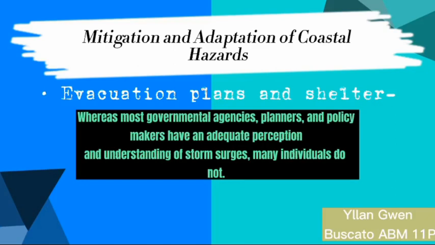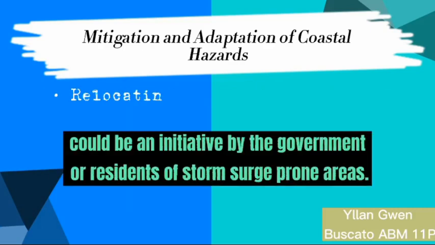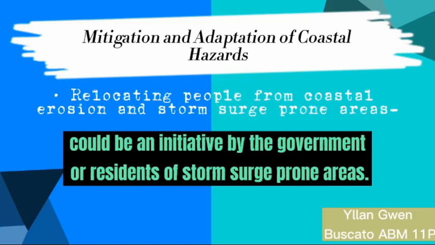Whereas most governmental agencies, planners, and policy makers have an adequate perception and understanding of storm surges, many individuals do not. The public knowledge of storm surges, anticipation of future storm surges, and willingness to accept adjustments caused by the hazard are highly variable. Relocating people from coastal erosion and storm surge-prone areas could be an initiative by the government or residents of storm surge-prone areas.